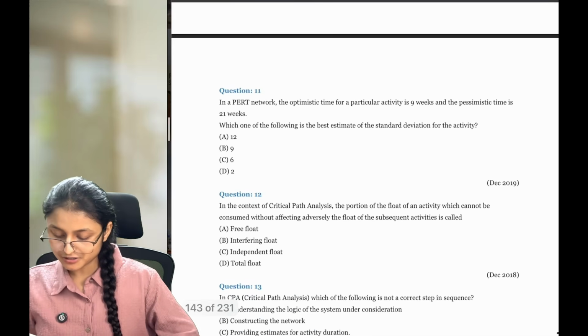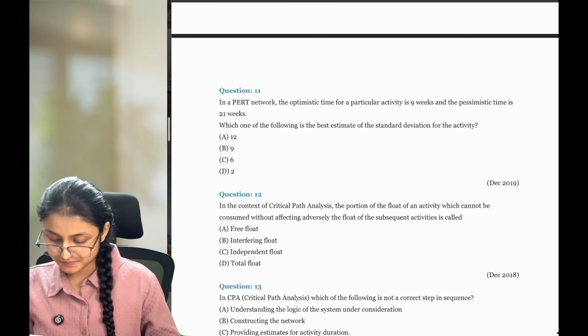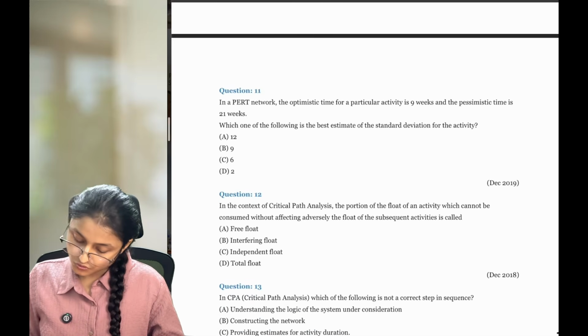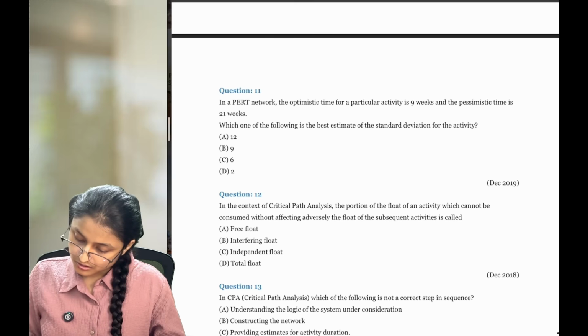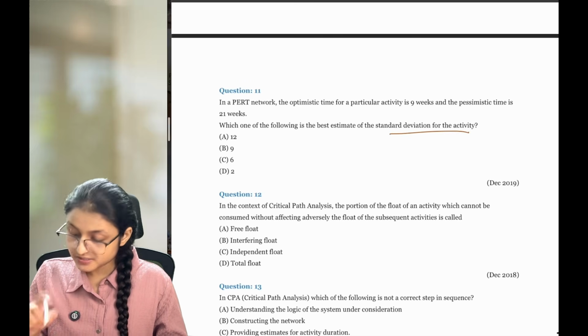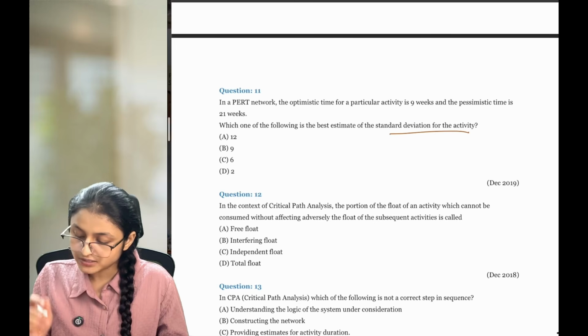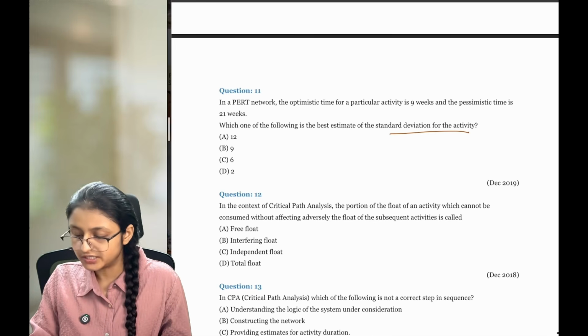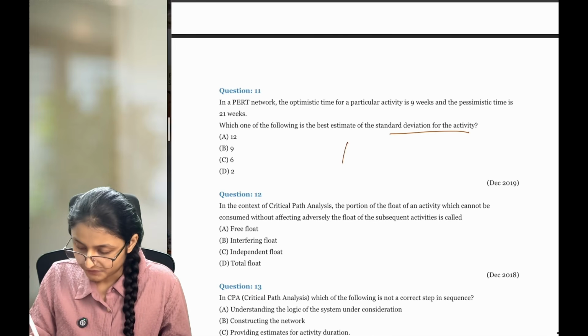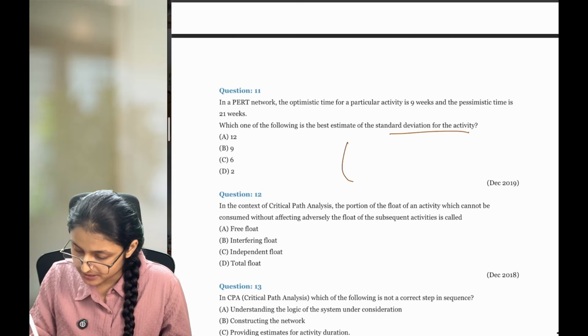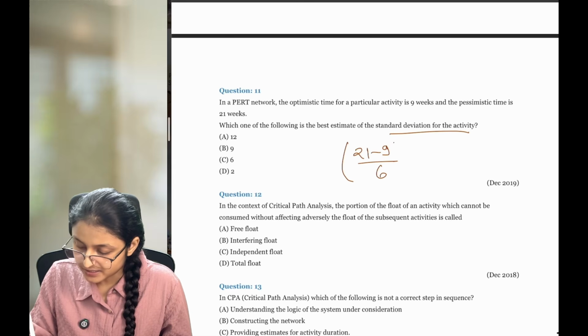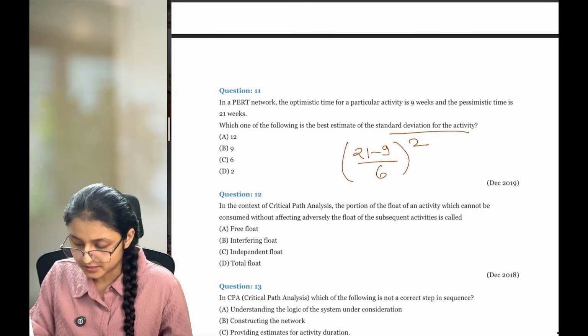Next, in a PERT network, the optimistic time is 9, pessimistic is 21. You need to find out the best estimate of standard deviation of the activity. So for this particular activity, you need to calculate standard deviation. So when I take pessimistic minus optimistic divided by 6, whole squared, this is variance. Okay?